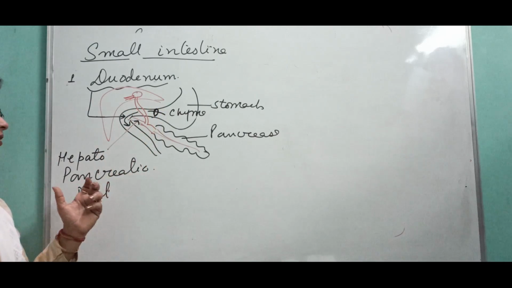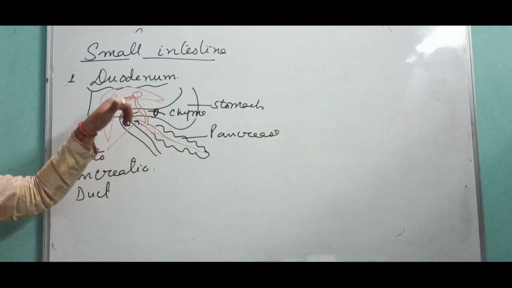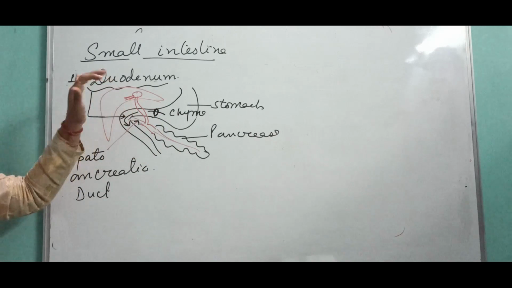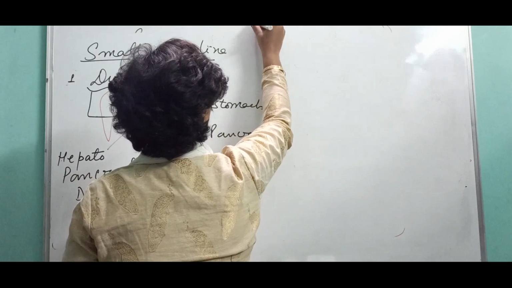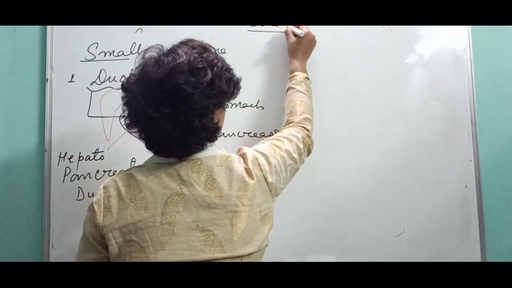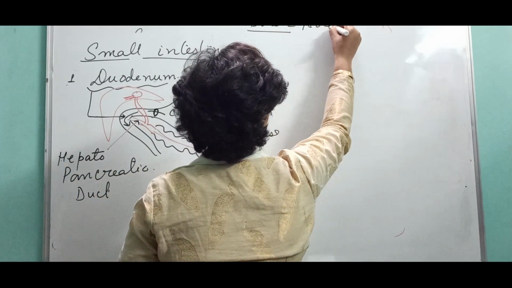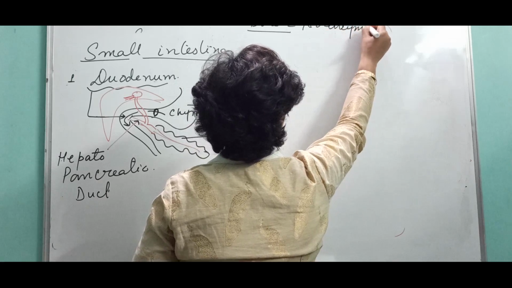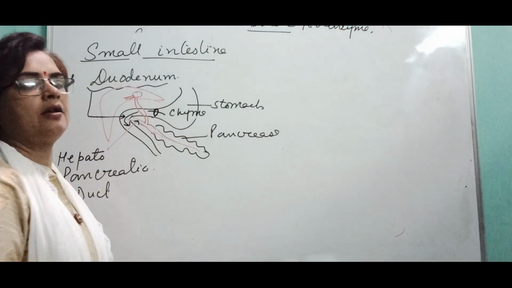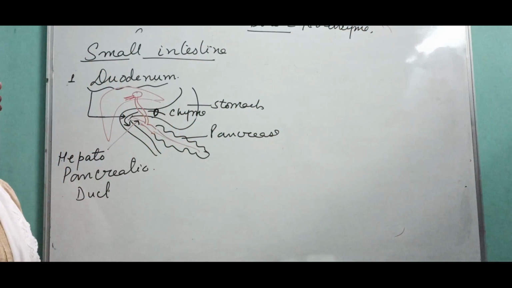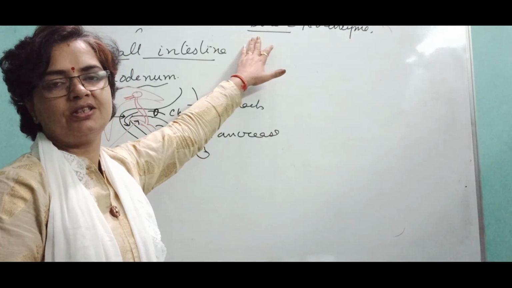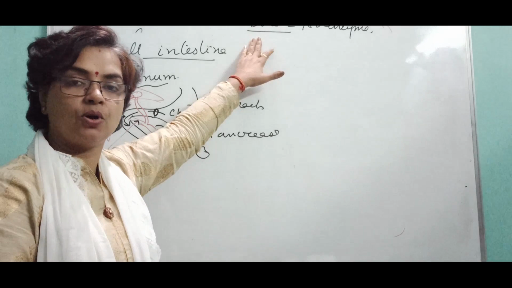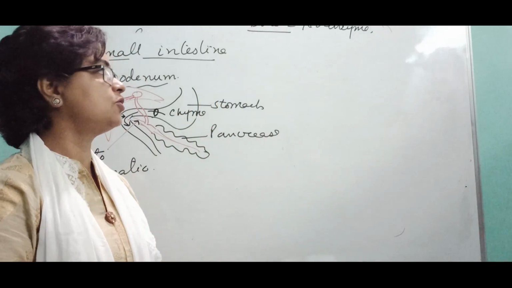Here the mixing of pancreatic juice and the bile juice takes place. First of all, I am going to tell you the function of bile. Bile does not contain any enzyme, no enzyme at all. But without this bile juice, which is yellow in color because of bilirubin and biliverdin, no digestion of fat is possible at all.